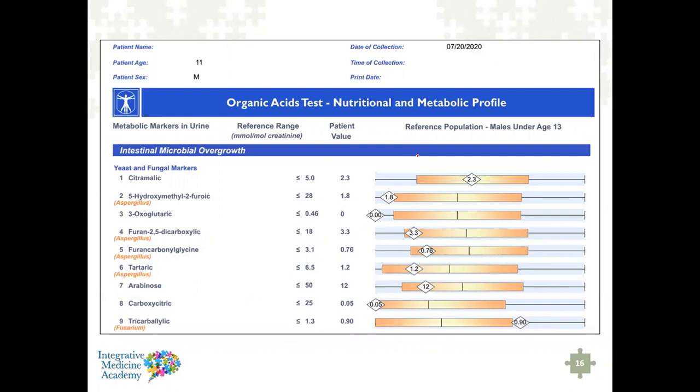So again, I've tried to emphasize this a lot. The organic acid test gives us a representation of gut colonization of mold, but it's not going to tell us anything about the mycotoxins of mold. You've got to do the mycotoxin test too.